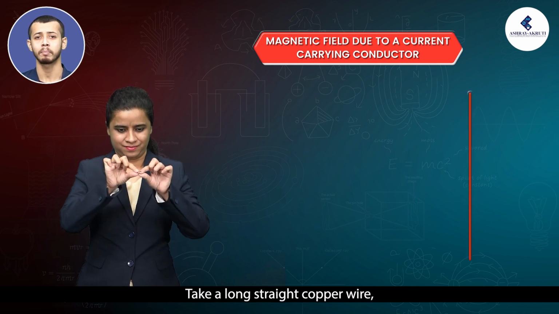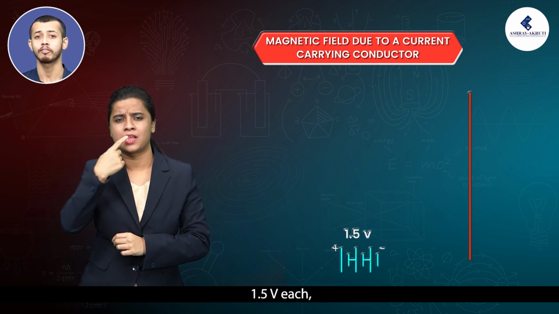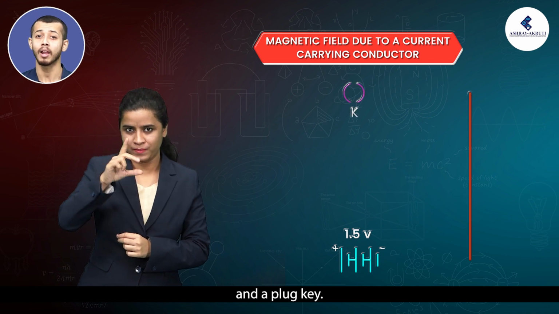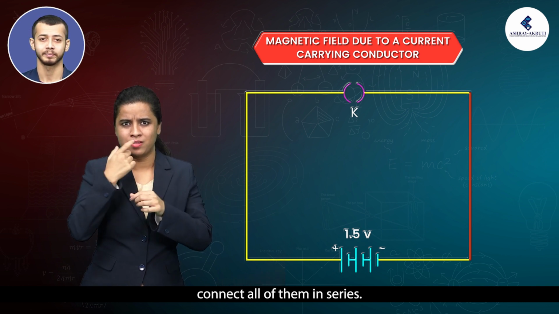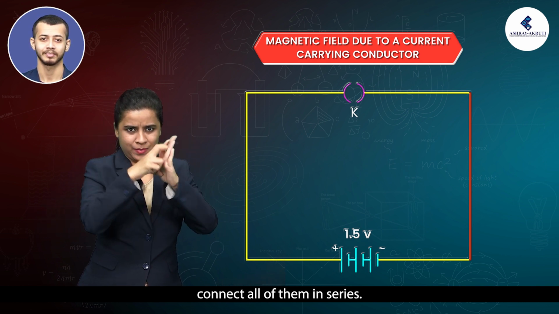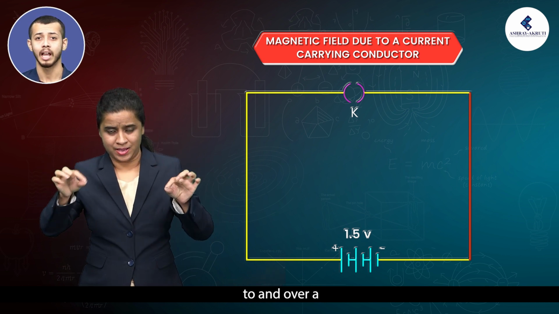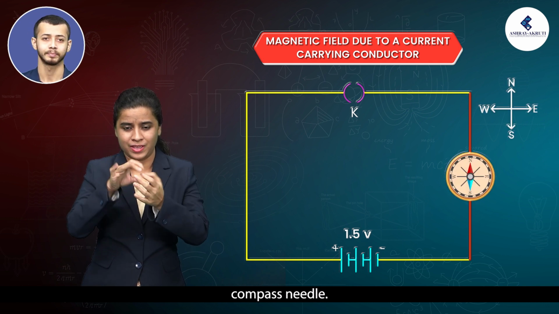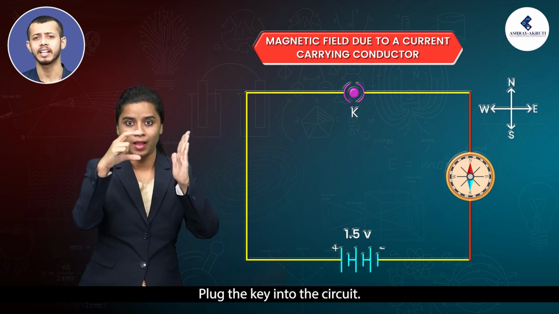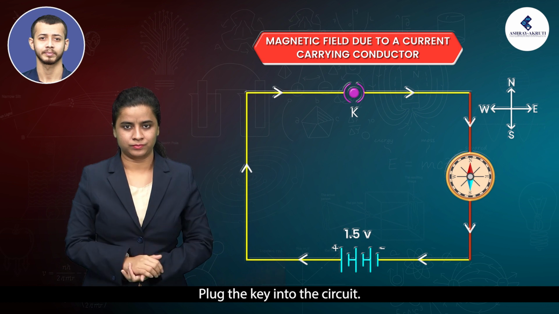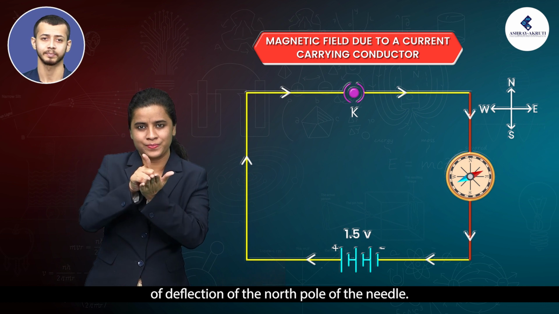Take a long straight copper wire, 2 or 3 cells of 1.5 volt each and a plug key. Connect all of them in series. Place the straight wire parallel to and over a compass needle. Plug the key into the circuit. Observe the direction of deflection of the north pole of the needle.